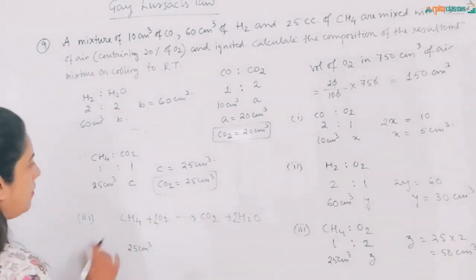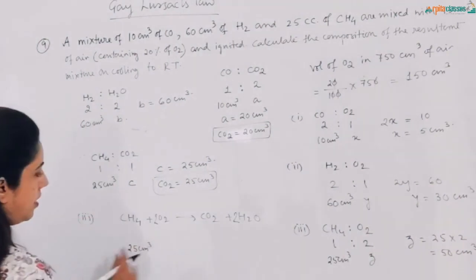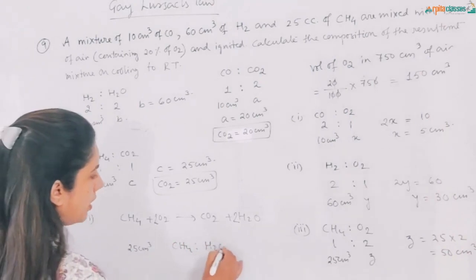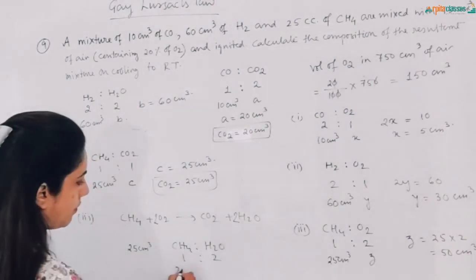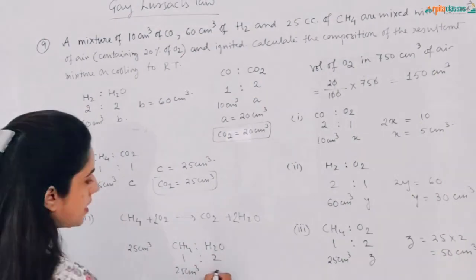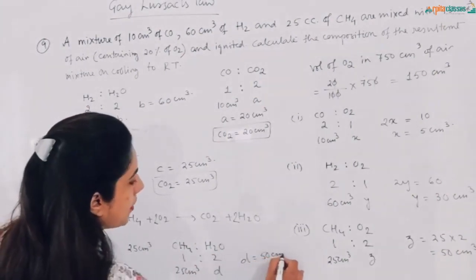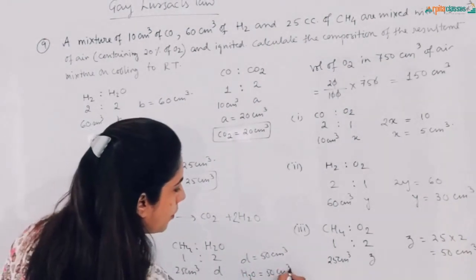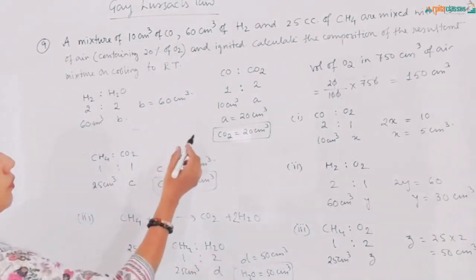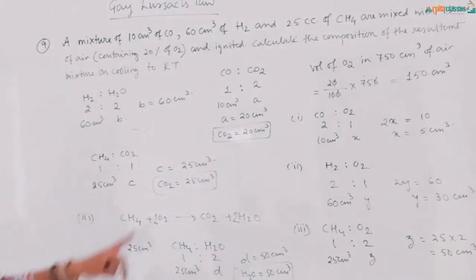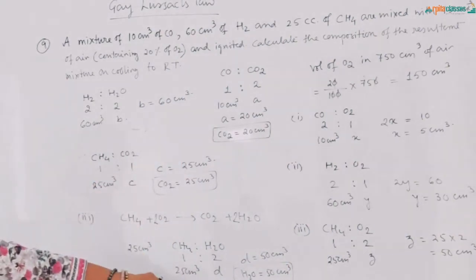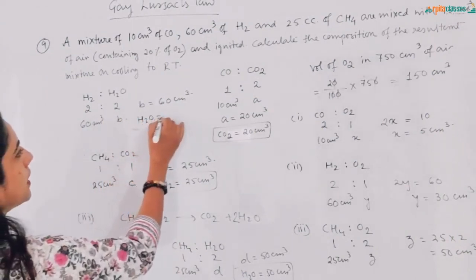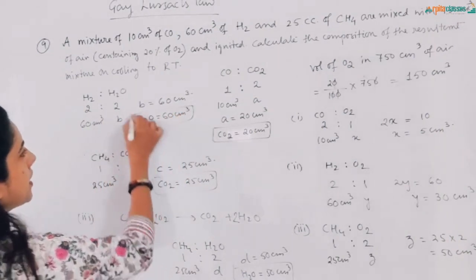And also let us see how much water will be here. CH4 is to water, the ratio is 1:2. If CH4 is 25 centimeter cube, water will be, suppose D. So D will be equal to 50 centimeter cube. So water vapor here, H2O, is equal to 50 centimeter cube. So from here also we got water vapor. This is carbon dioxide, this is carbon dioxide. Water vapor we are getting from here, and here also we got water vapor, that is 60 centimeter cube.